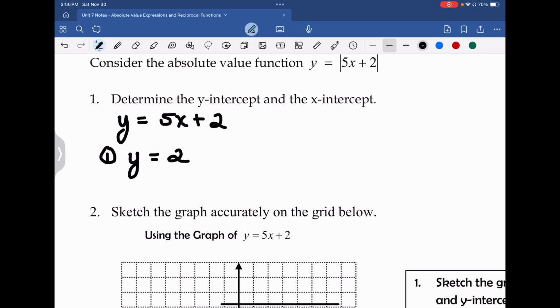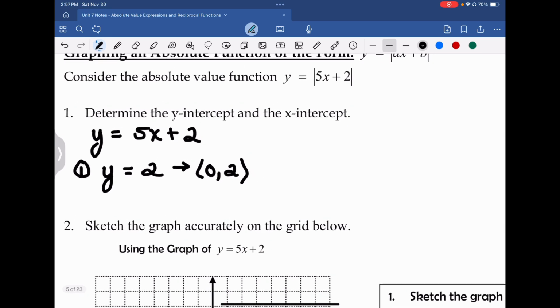Because if x equals 0, then it wipes out the 5x, and we're just left with this. As a point, this is going to be 0 and 2. So we have our y-intercept, and then for the x-intercept, which I'll call part 2 here, what we're going to do, and I'm just going to make that a touch neater there, as best as possible. I know with this type of pen, it's a little tough.